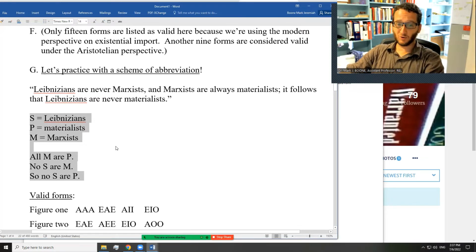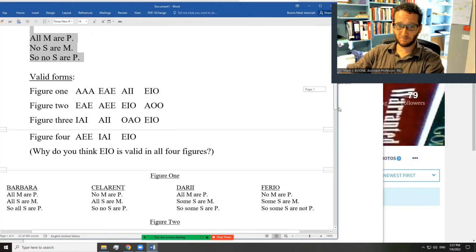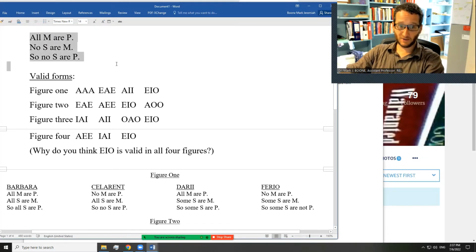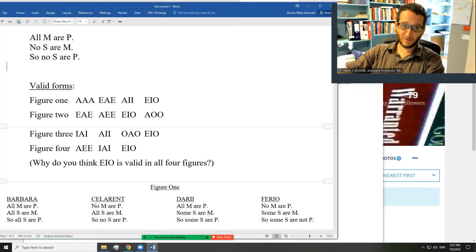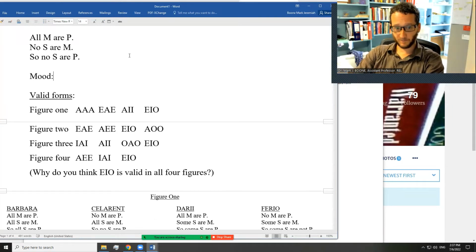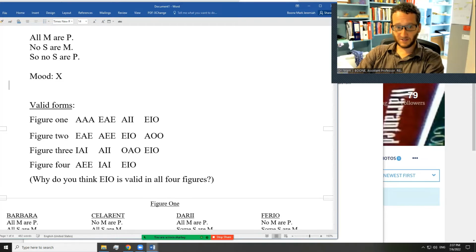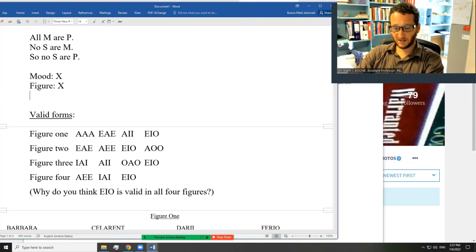But now we can ignore everything that came before it and just look at that lovely pattern. All M are P, no S are M, so no S are P. So now we state the mood. Then we state the figure. Then we state whether it's valid or invalid.